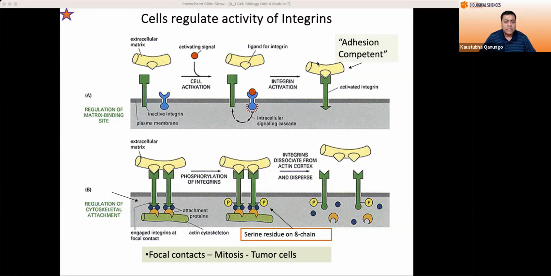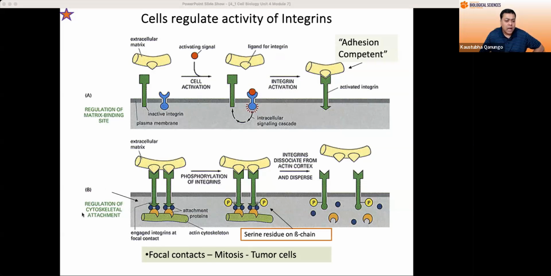If you remember, one of the summary slides from your cellular signaling lecture actually showed that many of these extracellular ligands, when they bind, can activate the integrin as one of their functions. So this is adhesion competent. Upon activation, it can bind.